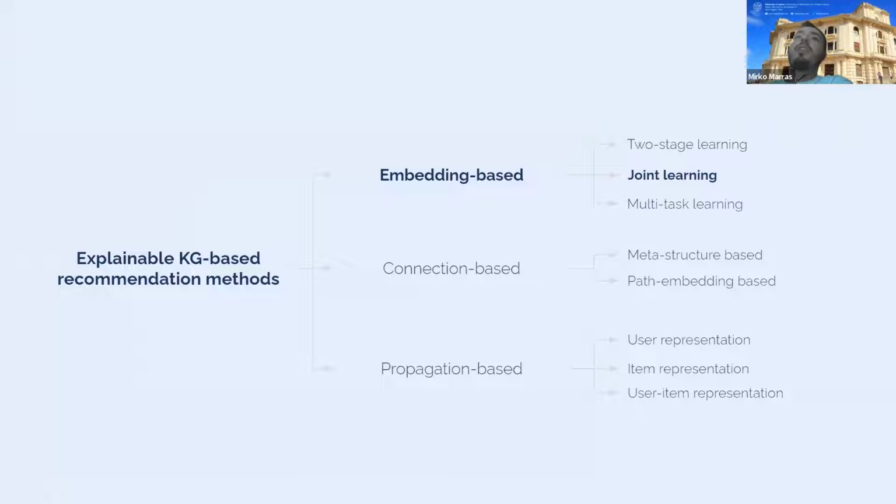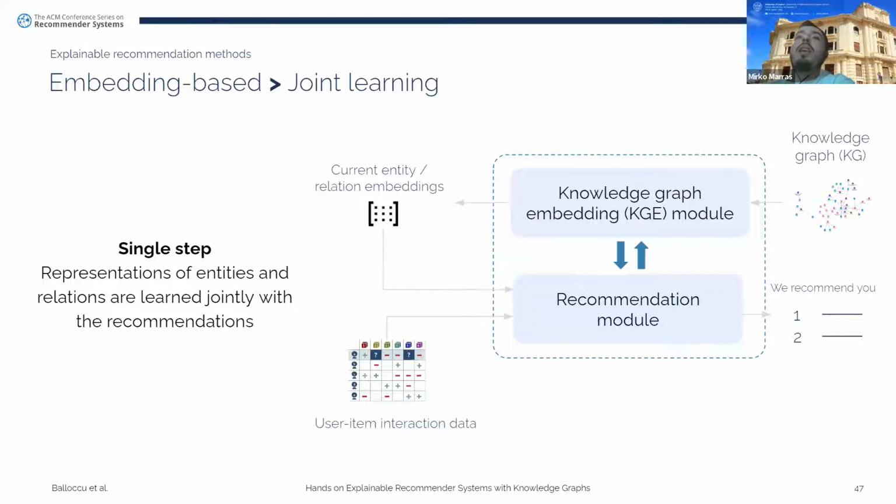That is what we see here for the next category, where we consider joint learning strategies for creating embedding-based recommendation methods. In particular, another trend is to jointly learn the graph embedding module and the recommendation module in an end-to-end training fashion. And in this way, the recommendation module can guide the feature learning process in the graph embedding module.